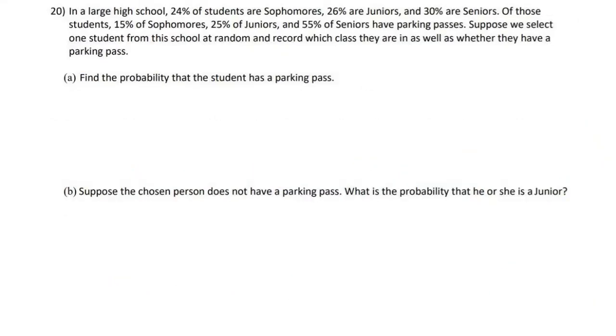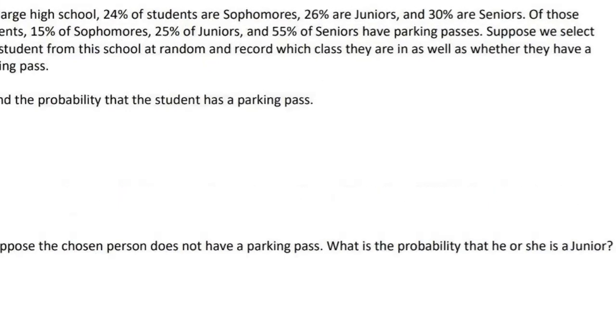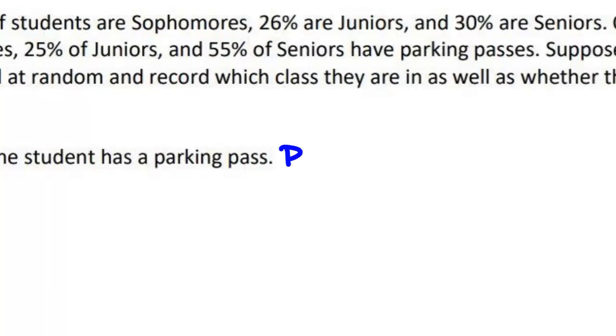There we go. In a large high school, 24% of students are sophomores, 26% are juniors, and 30% are seniors. Of those students, 15% of sophomores, 25% of juniors, and 55% of seniors have parking passes. Suppose we select one student from this school at random and record which class they are in, as well as whether they have a parking pass. Find the probability that a student has a parking pass.